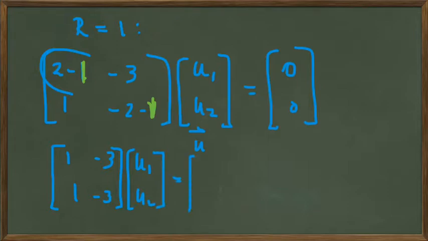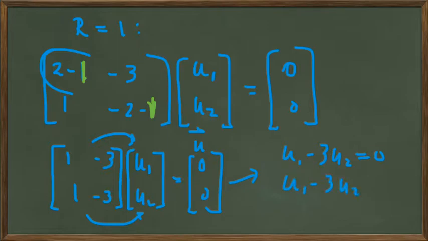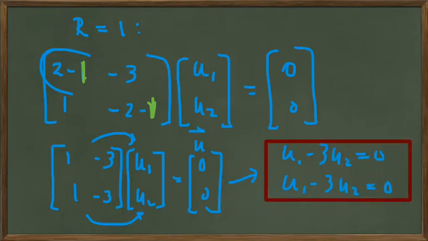That gives rise to two equations, but it turns out that those two equations are the same. So if we take the first row times the first column, we get U1 minus 3U2 is 0. If we take the second row times that column, we get the same thing, U1 minus 3U2 is 0. And that will be the case when we have a pair of real eigenvalues. So we've got these two equations, they're both the same. We solve them and we find that U1 equals 3U2.